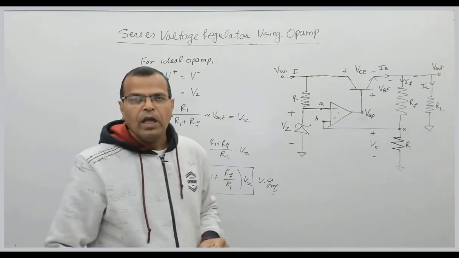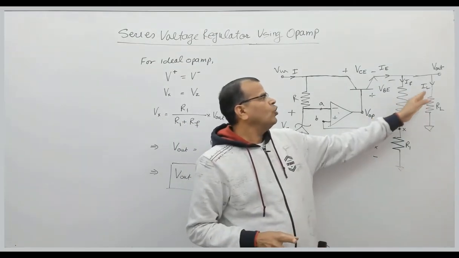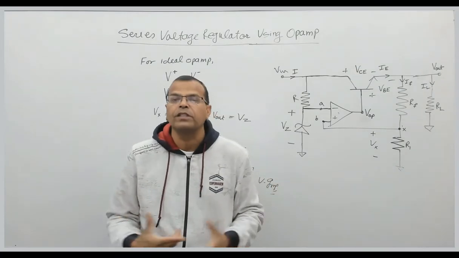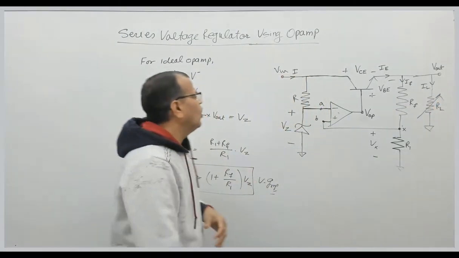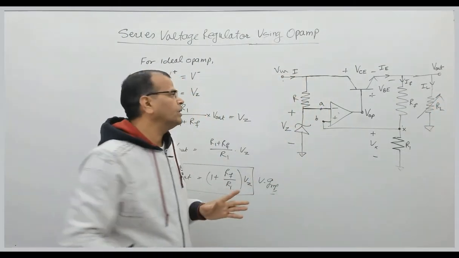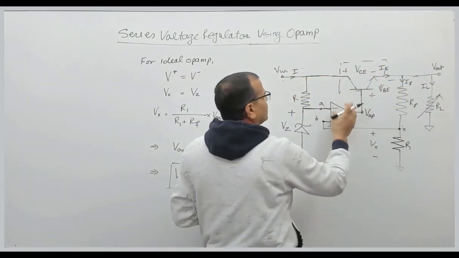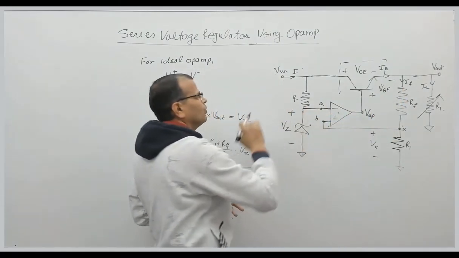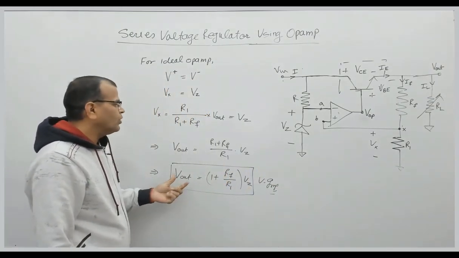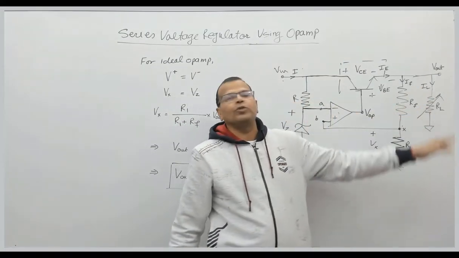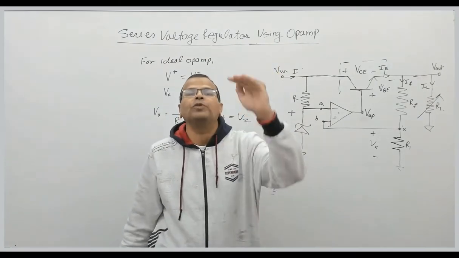Now let us understand the operation of the circuit. Suppose my output voltage changes for any reason. The output voltage can change because of a change in load resistance or because of a change in supply voltage. In this case we will be talking about these two only. This is your control element, this is the comparator, this is the feedback arrangement, this is the reference voltage. Vz is the reference voltage because that is constant. Now suppose there is a reduction in output voltage.